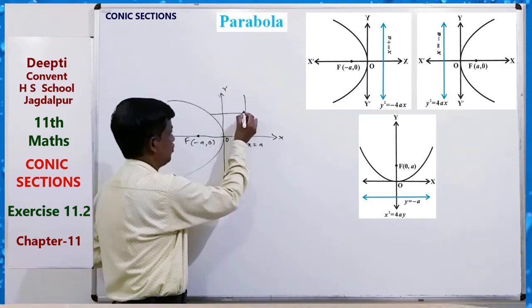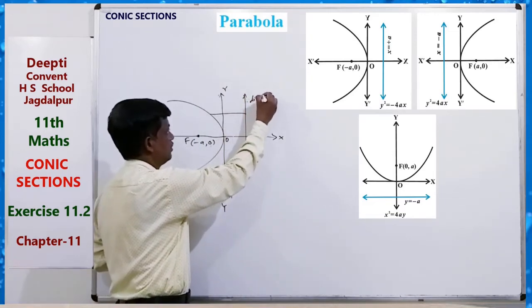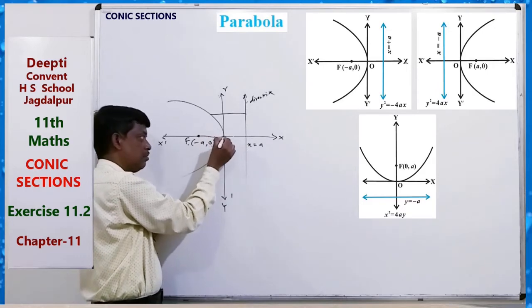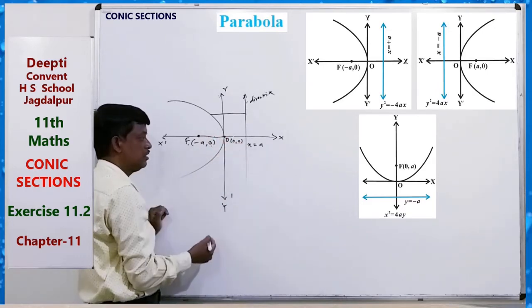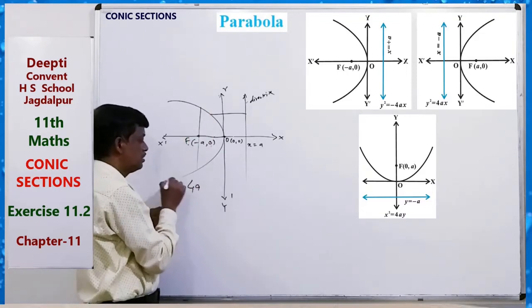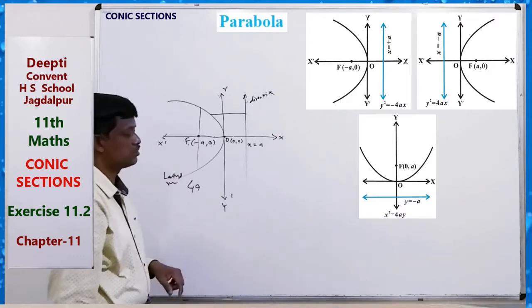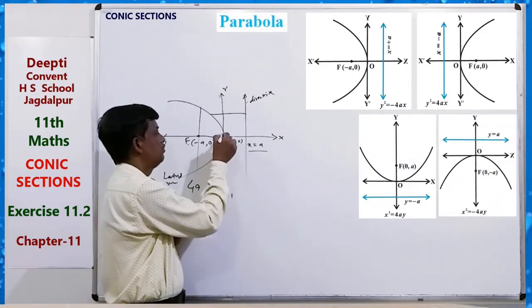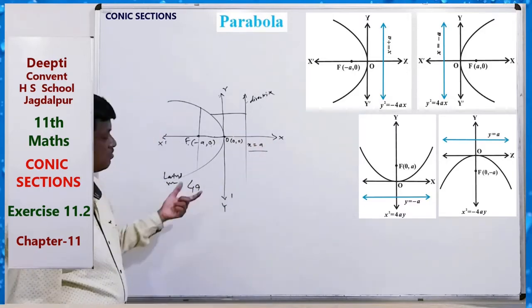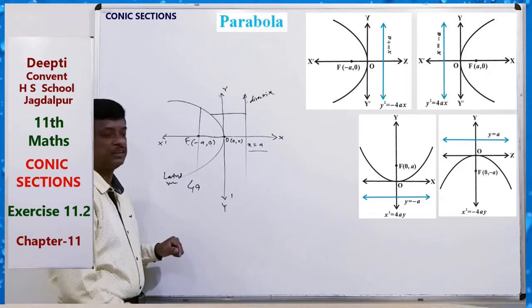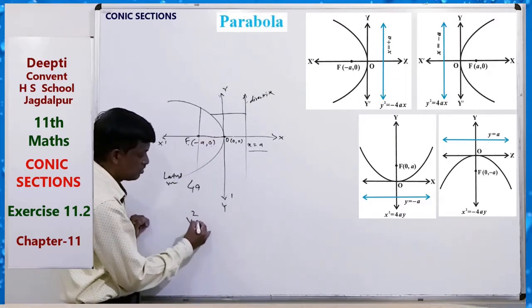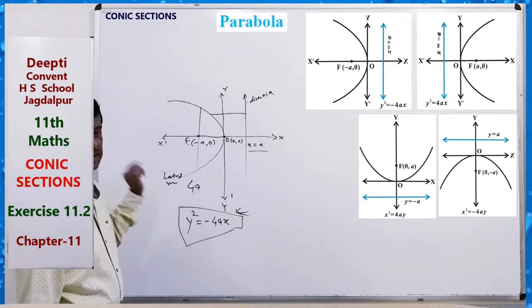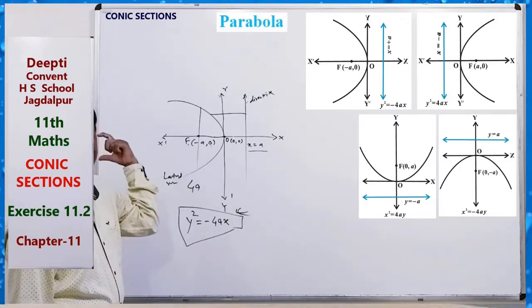Okay, this is the focus, this is the directrix, the axis is the x-axis, and this is the vertex, the origin. Here also the latus rectum is 4a. It only differs in the equation of the directrix, the focus minus a, 0, and vertex 0, 0. The directrix is x equals a, latus rectum is 4a. So its equation, with a negative, will be y squared equals minus 4ax. This is the equation of the left-handed parabola, opening to the left.